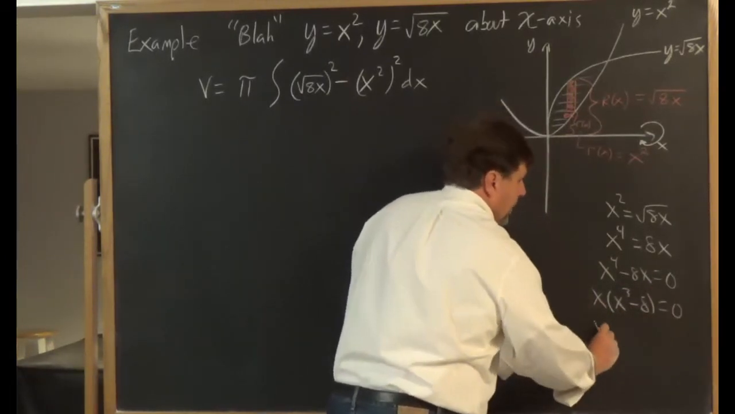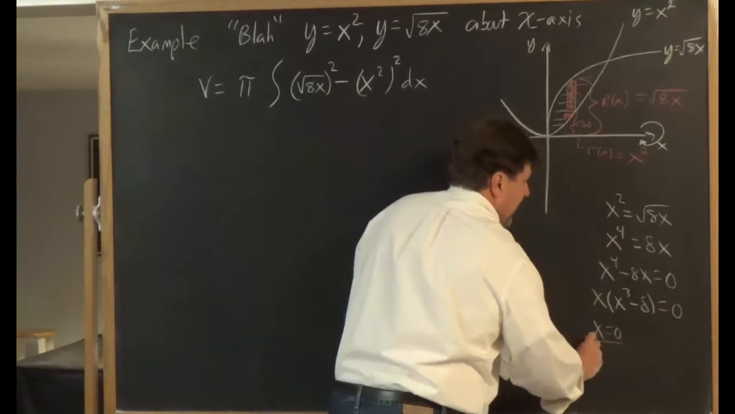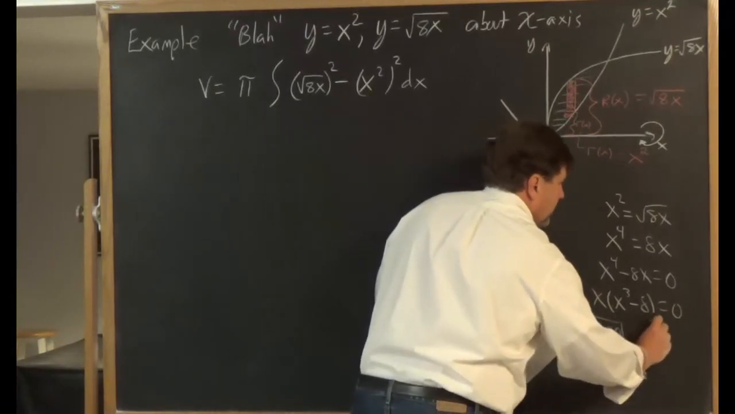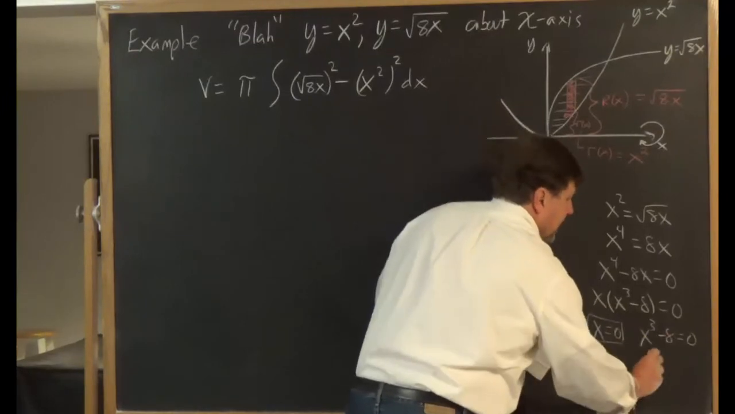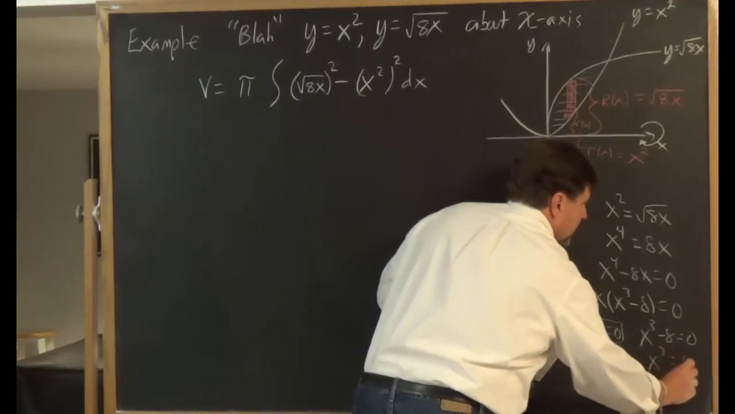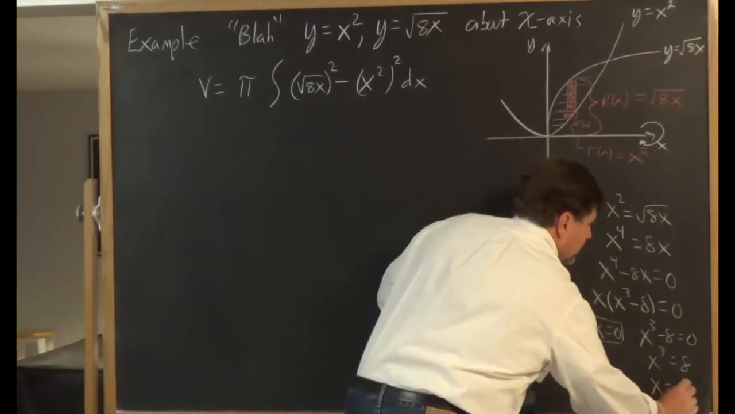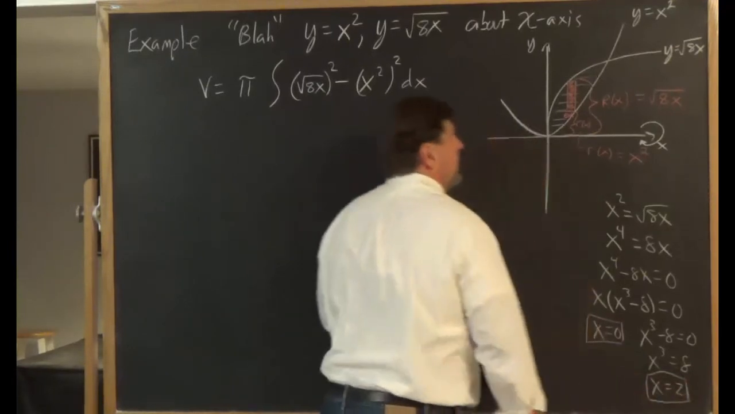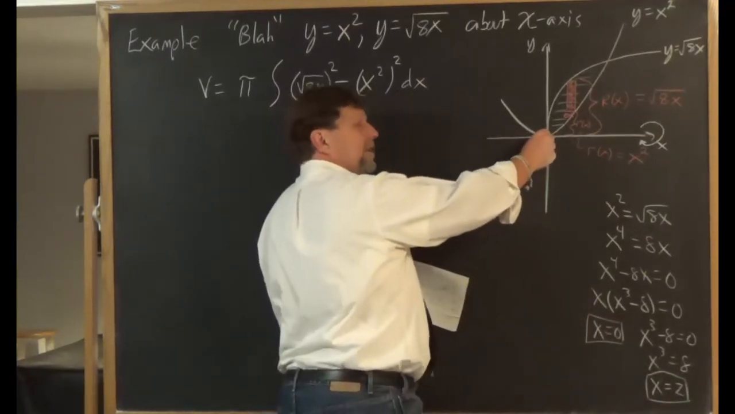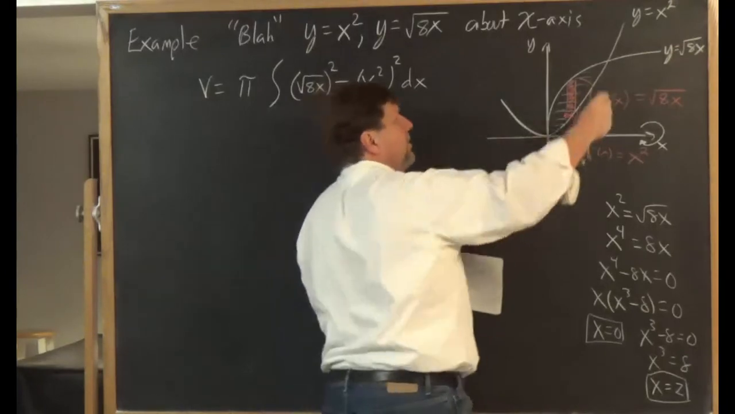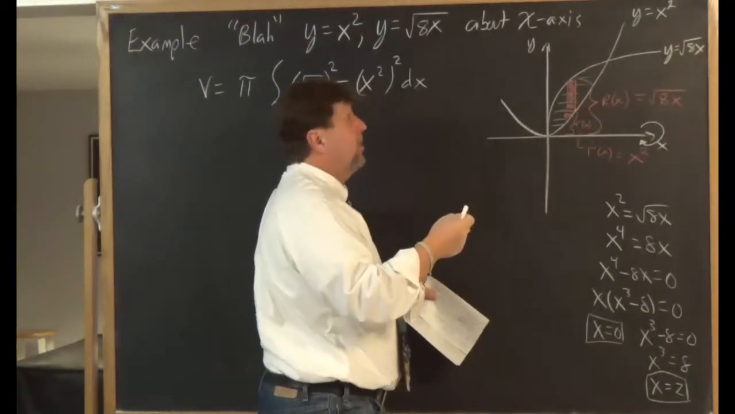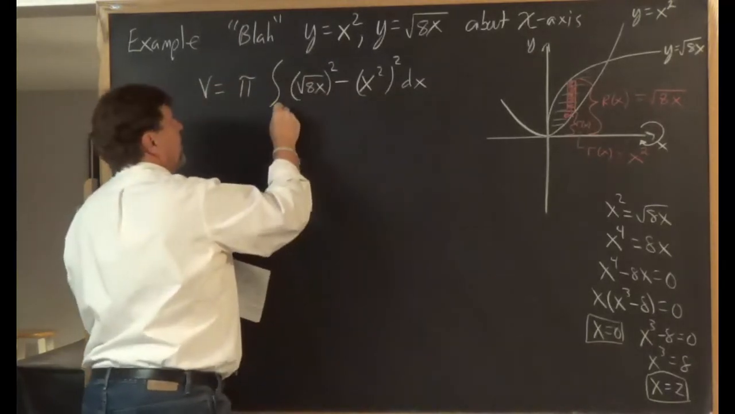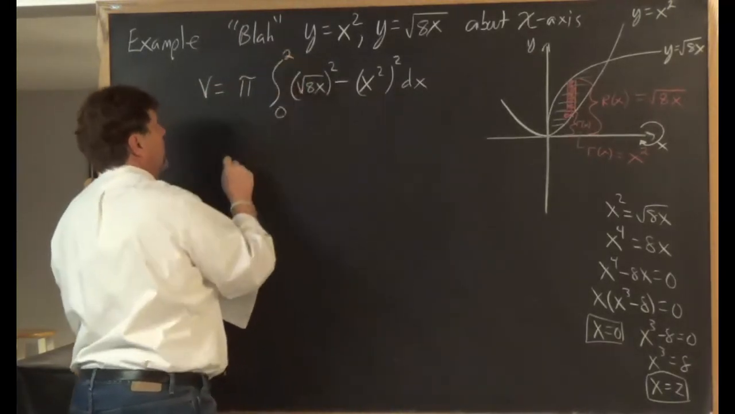Use the zero product property to set each factor equal to 0. I'd add 8 to both sides. And then take the cube root. So I know the x-coordinate of this point of intersection is 0. The x-coordinate of that point of intersection is 2. So that tells me the limits of integration are 0 to 2.